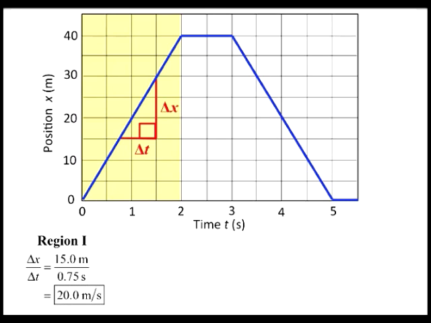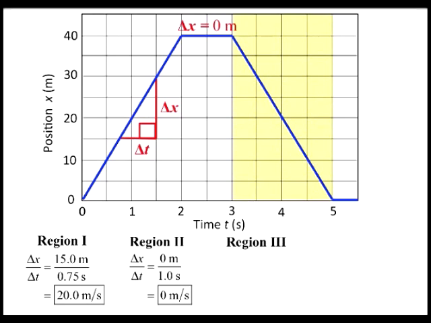In region 2, delta x equals 0 meters, and the slope is 0, which should be immediately apparent since the line segment is horizontal. What does this mean? If delta x equals 0 meters during that time interval, it means that the car was not moving, or at a dead standstill during that time. In fact, it was stopped at x equals 40 meters for 1 second.